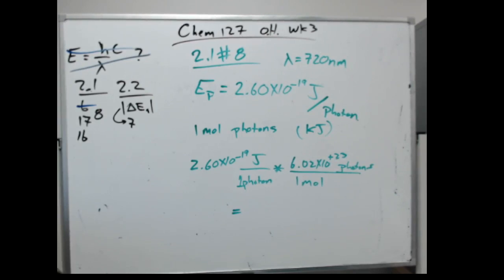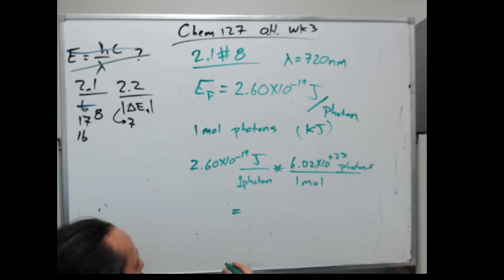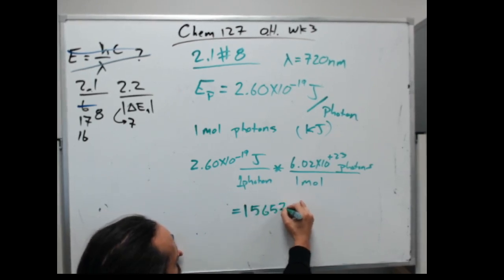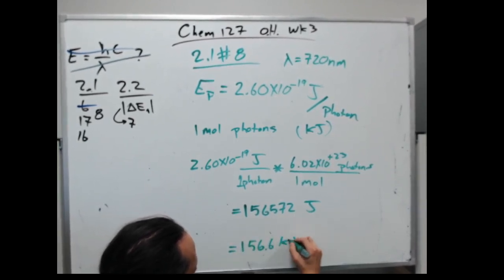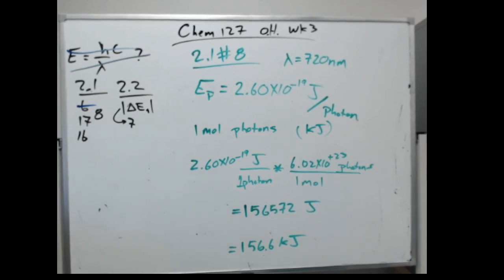2.60 times 10 to the 7. I have to be really careful. My hand always wants to hit the negative exponent because it's so common in chemistry. So I got 156,572. Too many sig figs, but when I cut that down, it's 156, 157. If I'm being correct with my significant figures, I only kept 3 sig figs here. This would be 157 kilojoules.